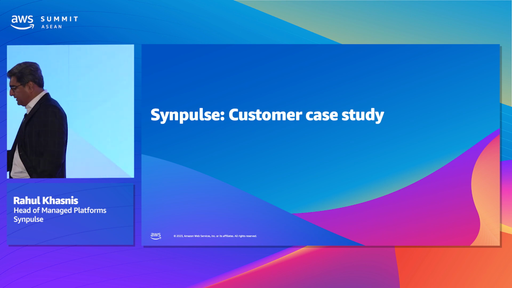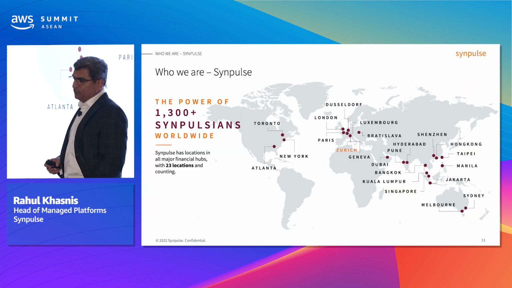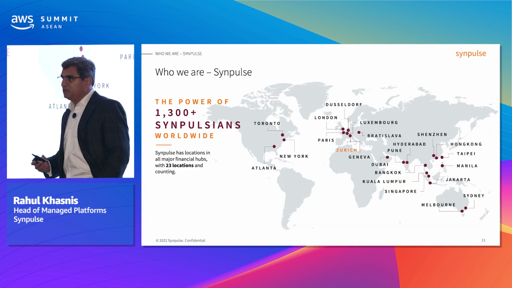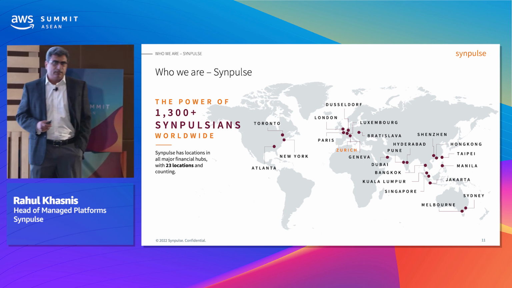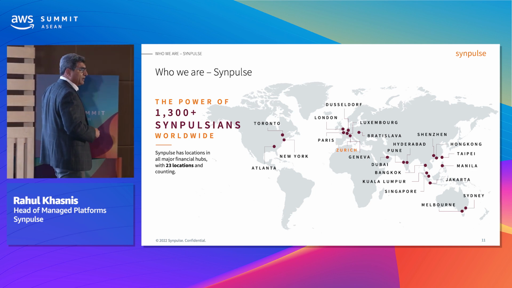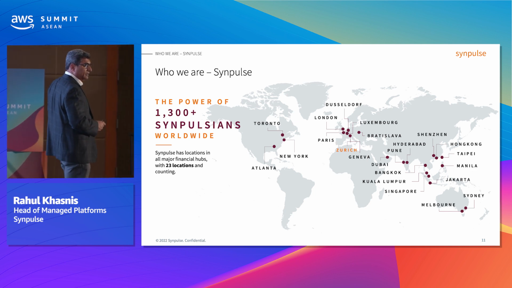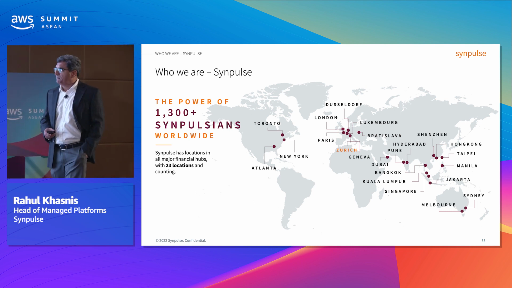What I will do is quickly take you through who Synpulse is and what we do. Synpulse is a global organization. We're made up of 1,300 plus people over the world, 23 odd countries, headquartered in Zurich, presence in Singapore as well. Our delivery centers are in Manila, India, in Pune, and in Bratislava in Slovakia.